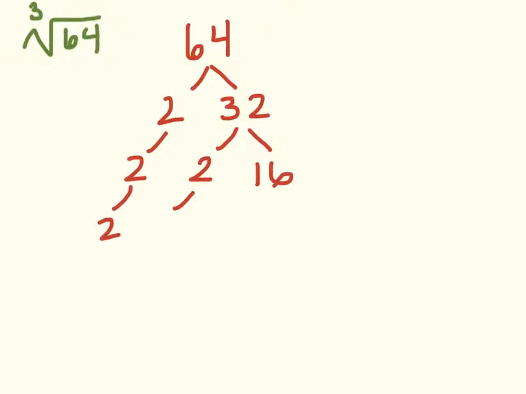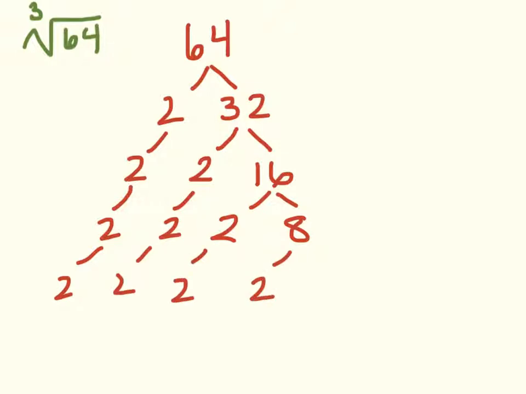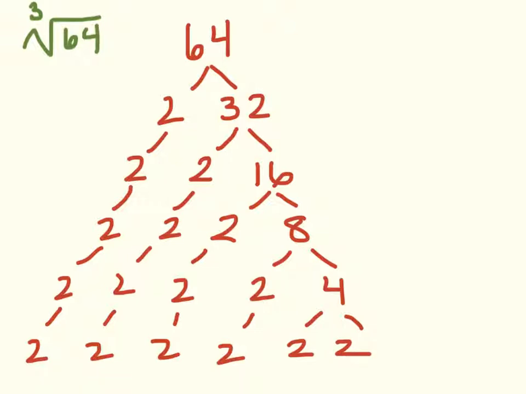Bring down that 2 so we don't forget about it. Least prime factor of 16 is 2, leaving us with 8. Once again, carry these 2's so we don't lose them. 2 times 4. We've got a lot of 2's going on here. And finally, we get to our prime factors, 4, which are 2 times 2. So our prime factorization is 2 times 2 times 2 times 2 times 2 times 2. How do we use this to find the cube root?